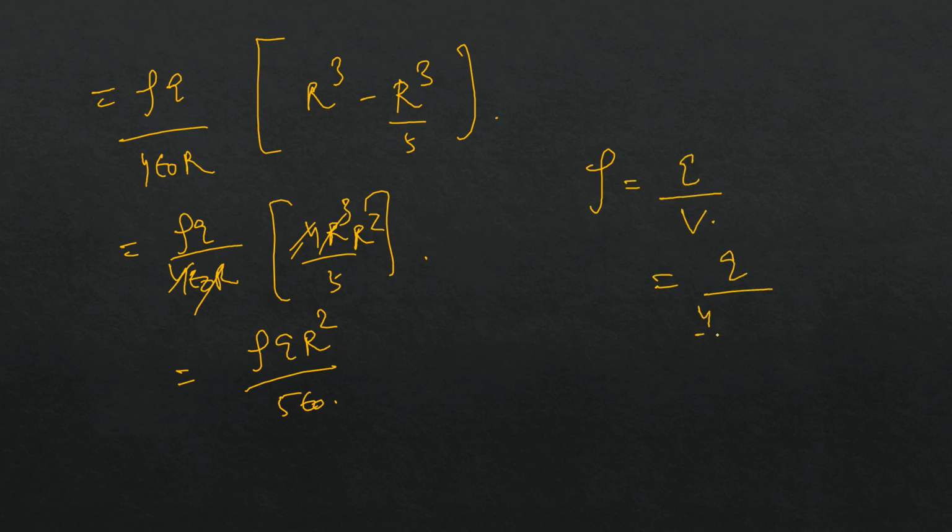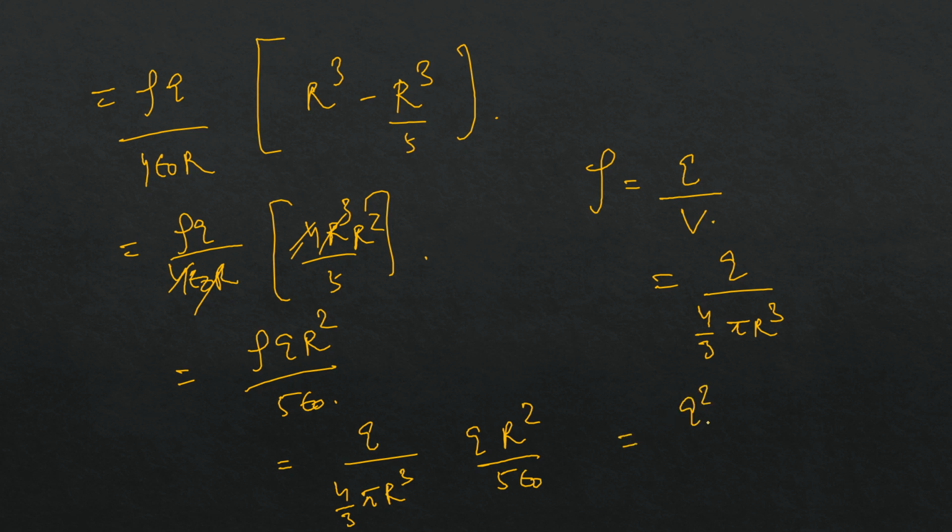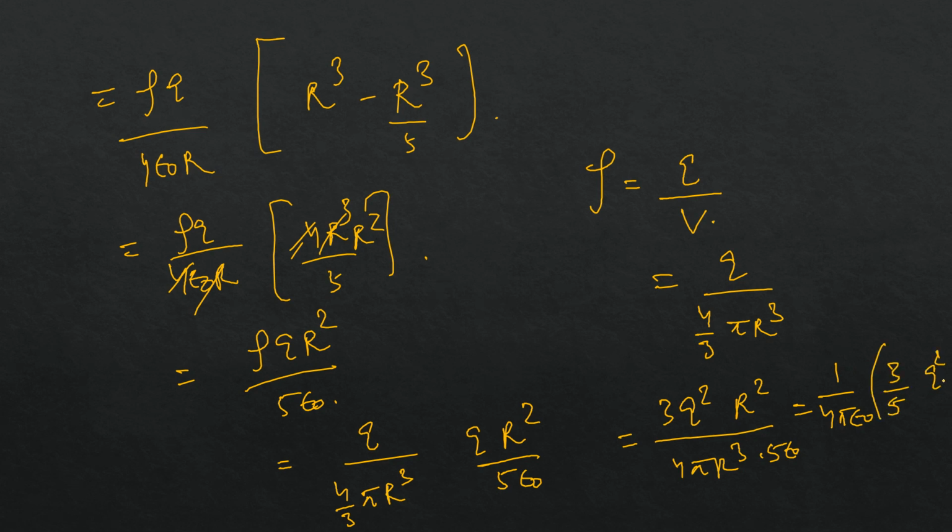Q by, what is the volume of the sphere? 4 by 3 pi r cube. So rho, I can write Q by 4 by 3 pi r cube, into Q r square by 5 epsilon naught. That is Q square r square, 3 goes up, 4 pi r cube 5 epsilon. I can arrange it a bit. If you see, you will get 1 by 4 pi epsilon naught, 3 by 5 Q square by r. Okay, is that all right?